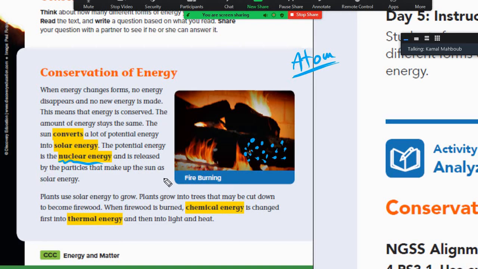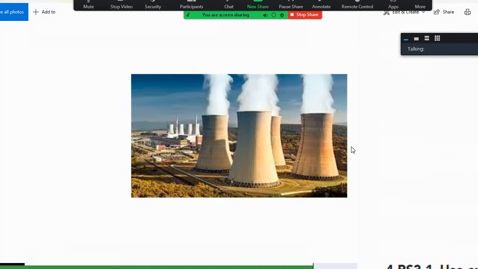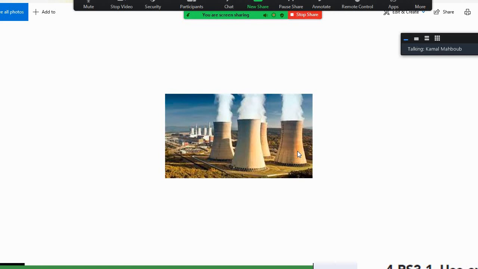We have another example about nuclear energy. Look over at my screen. We can use nuclear energy to generate or create electricity. This is the nuclear factory, or nuclear plant. These also use nuclear energy to create electricity. We have a lot of examples, of course. In your book, you have other examples. Here I have some examples on my screen.